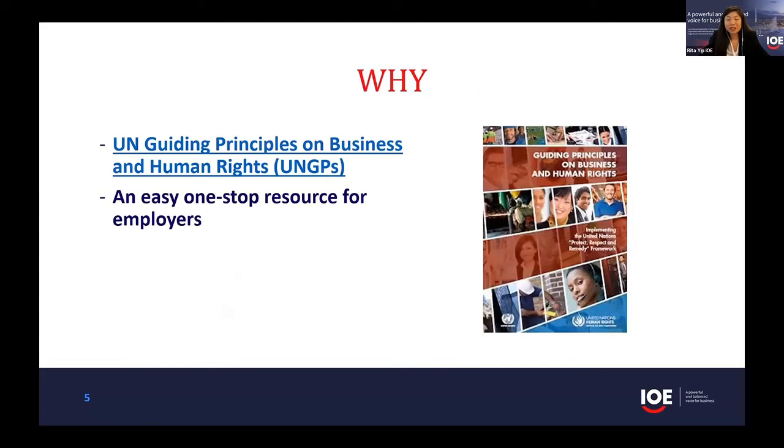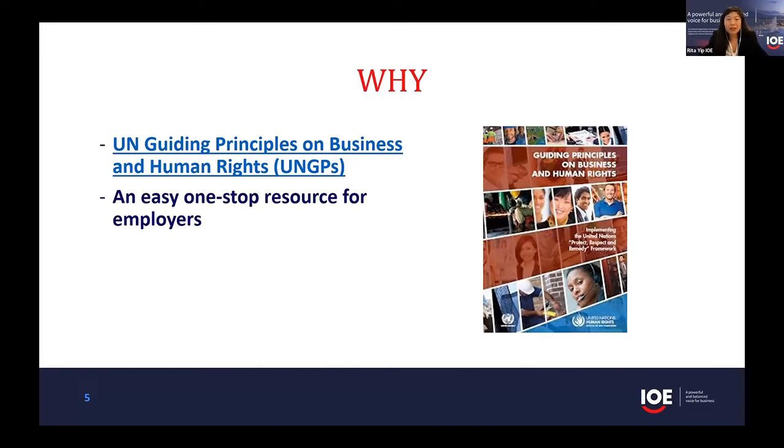Next slide, please. So turning to the main discussion of why this guidance tool was developed. To answer this question, we have to go back a little bit in history, a decade ago in 2011, when the UN Human Rights Council adopted the UN Guiding Principles on Business and Human Rights. This instrument set out 31 principles directed at governments and businesses to prevent, address, and remedy human rights abuses throughout their business operations, including in supply chains.